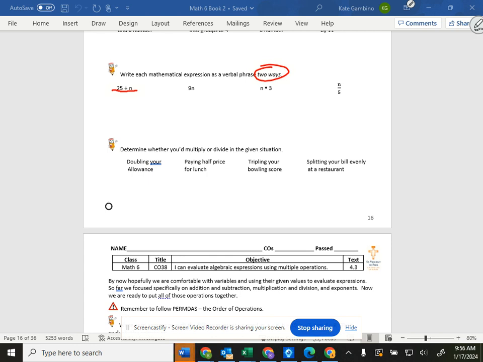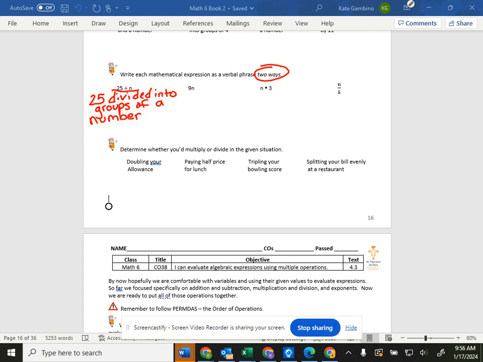Zelda. You could do 25 into groups of n. So I wouldn't just say into, I would say divided into groups of, now remember, we're not just saying n, we're going to say of a number. So that would be one way.